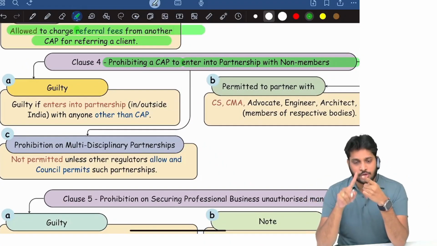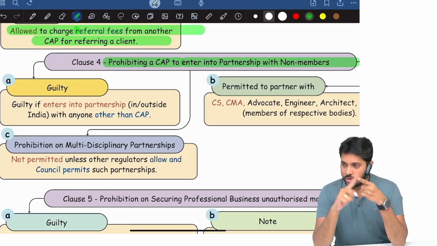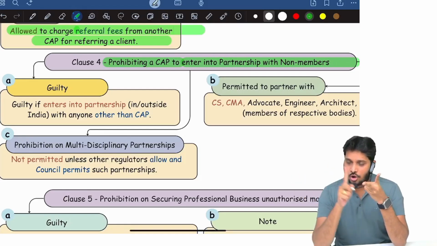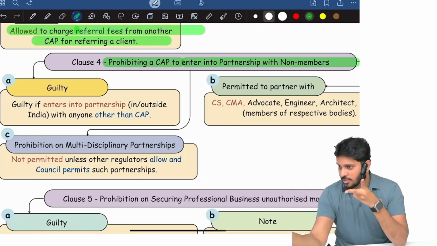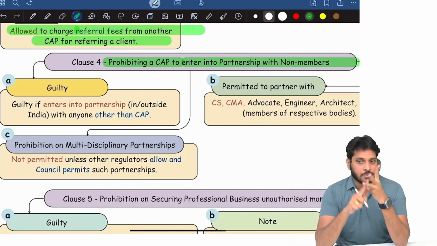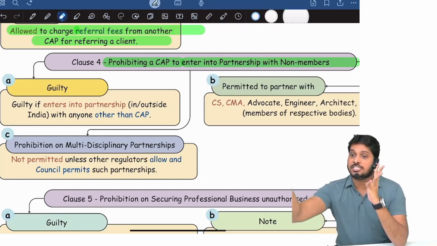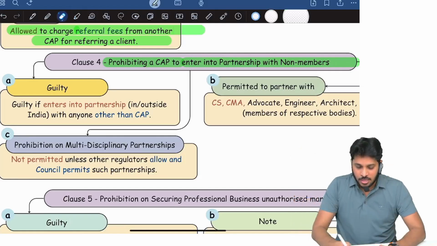You see, clause number 1, don't allow your name to be used by others. Clause number 2, do not share profit with others. 3, don't accept any profit from others. 4, do not enter into partnership with a non-member. Yes or no? Now, you know, guilty.